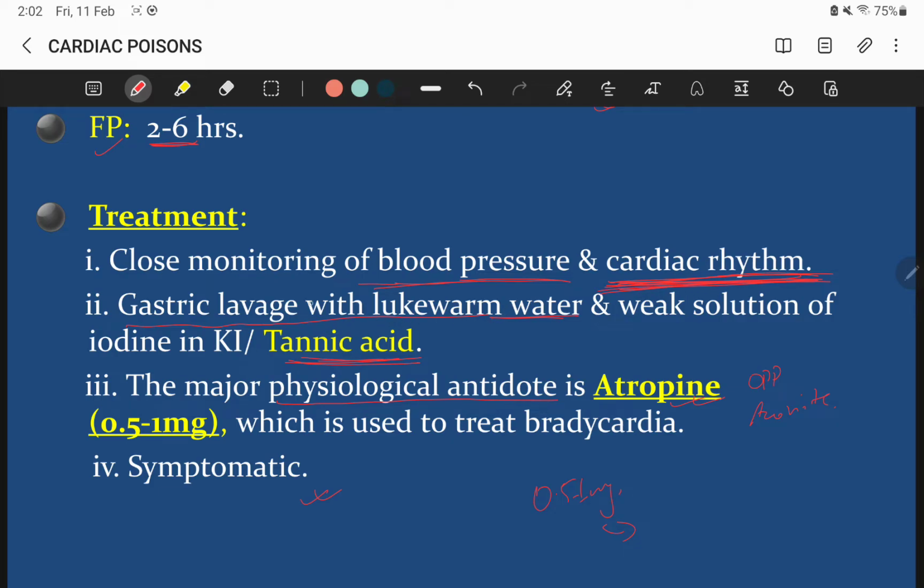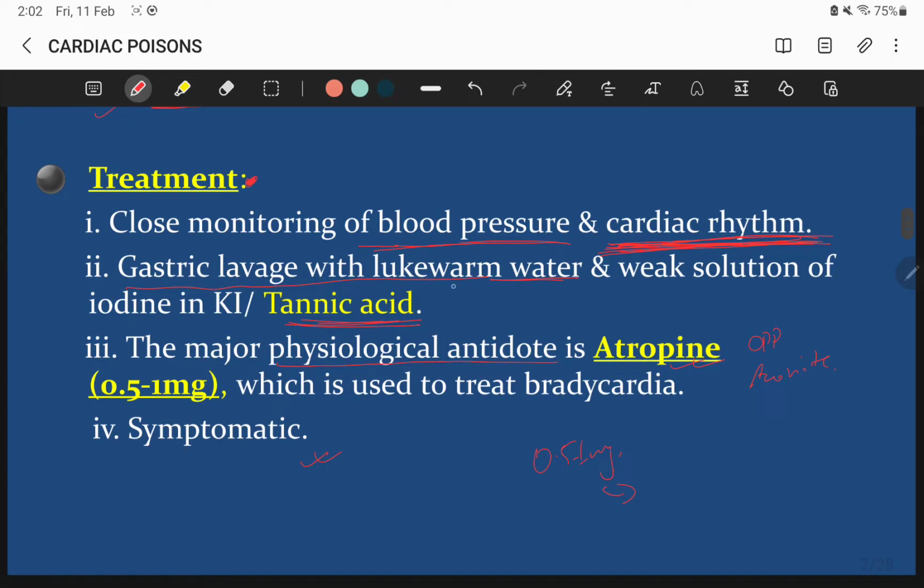You also have to eliminate the cause, take the poison out of the body. So you do gastric lavage with lukewarm water and a weak solution of potassium iodide or tannic acid. That's the treatment. Another one is the major physiological antidote, atropine. Atropine is not only used in aconite, you have already studied it in organophosphorus poisoning. We use atropine at 0.5 to 1 mg IM.